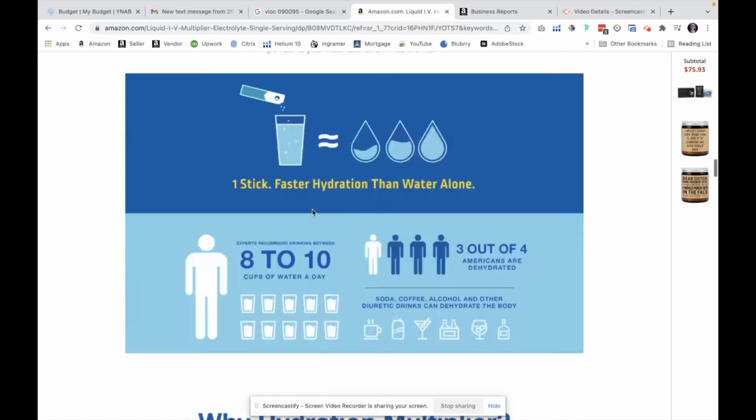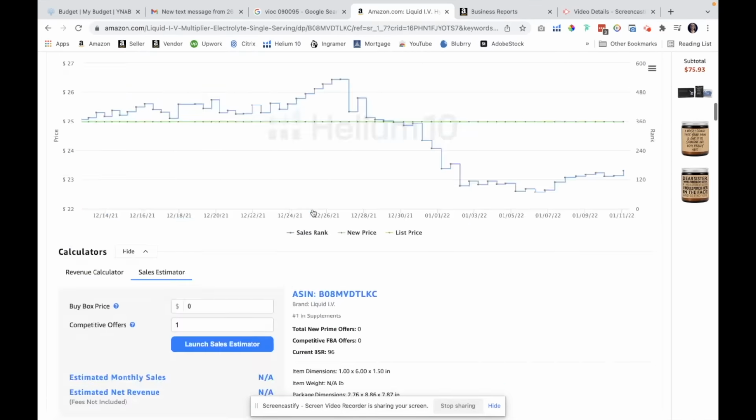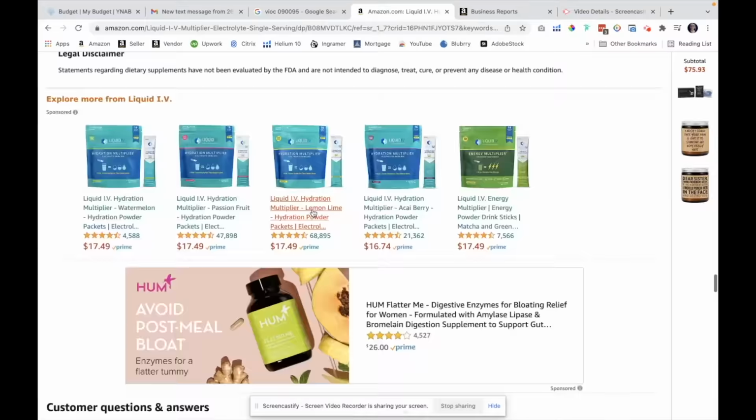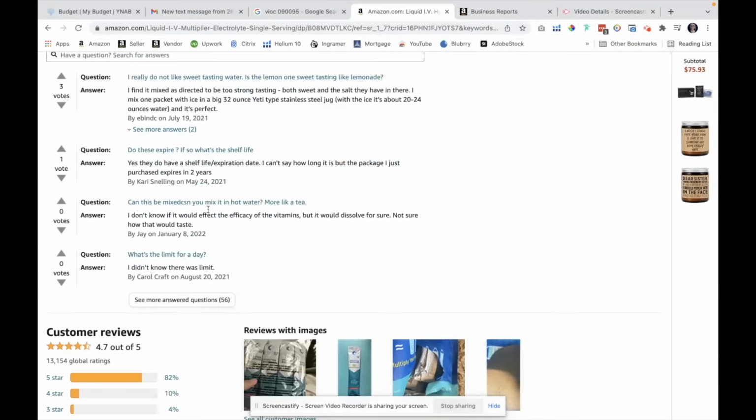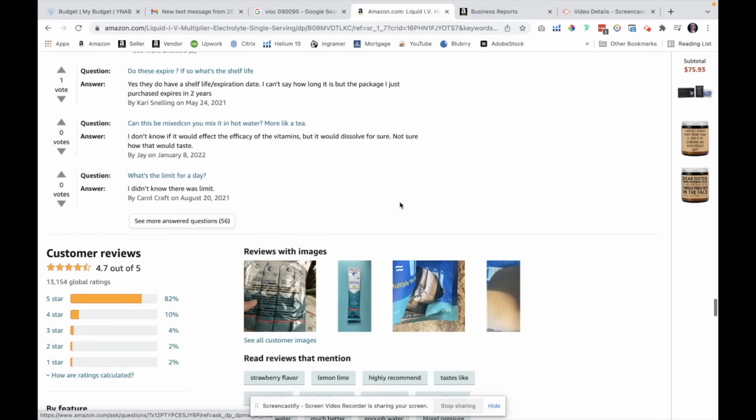Nice. So that could be easily added to our bullet points, shelf life of 2 years. And now we've probably increased our conversion rate if we just answer the four top questions, because these get voted up. So if more people are asking them, they tend to float to the top. Can this be mixed? You mix it in hot water, more like tea. No, you can mix it in cold water.